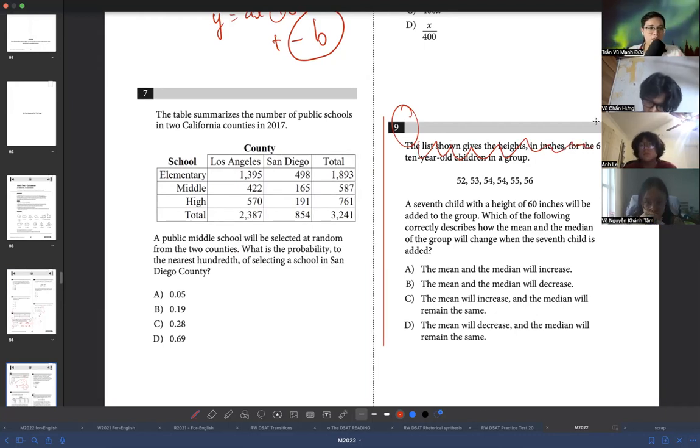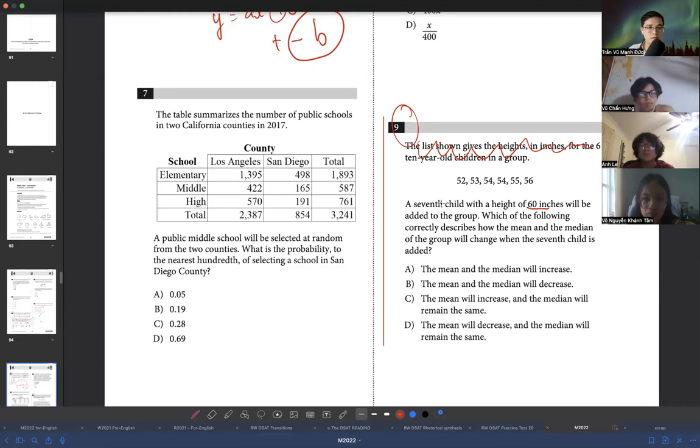On the SAT, there are some things you have to read selectively. If you pay attention to every single detail, you're going to be fooled. The least they can do to you is to fool you, and the most they can do is to waste your time and distract you entirely. So let's see, a 7th child with a height of 60 inches will be added to the group. Which of the following will change?